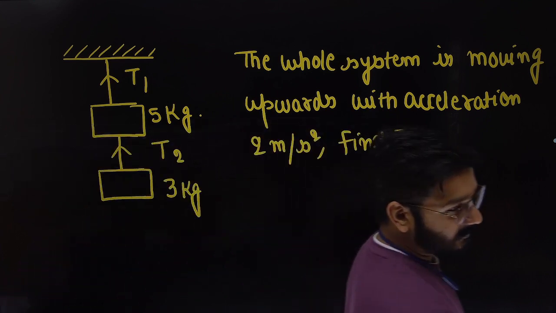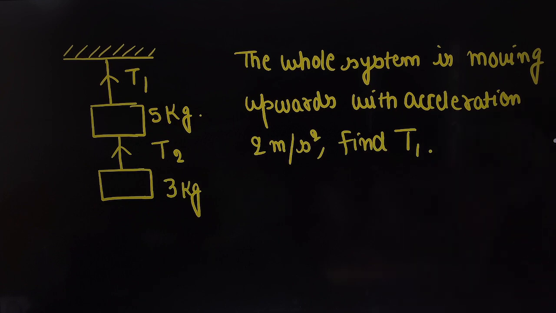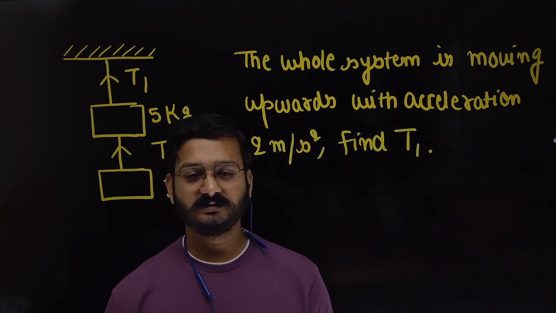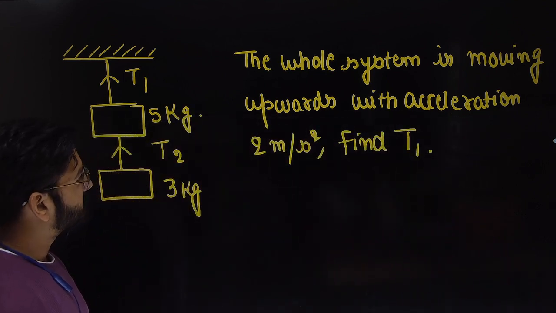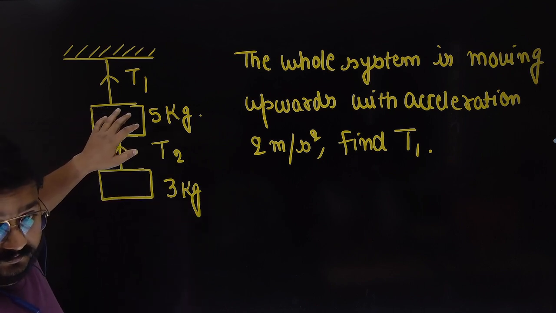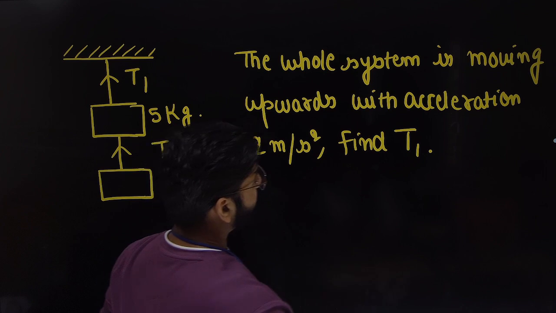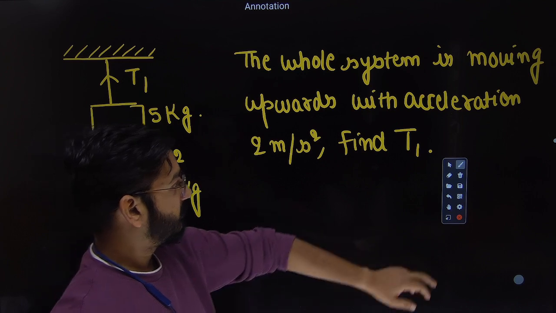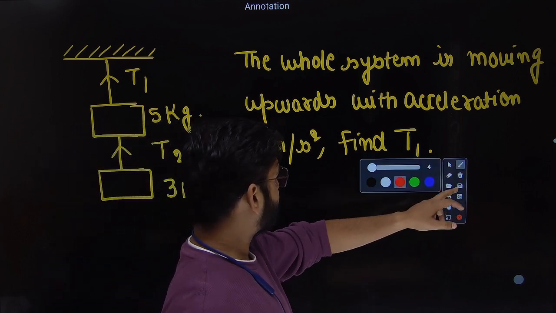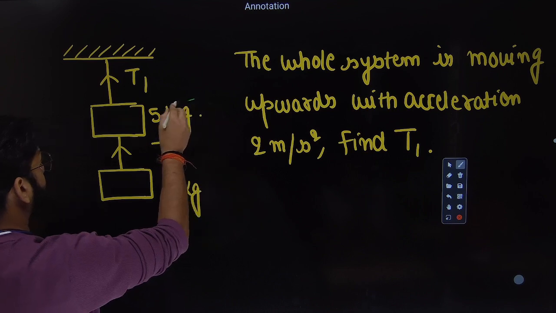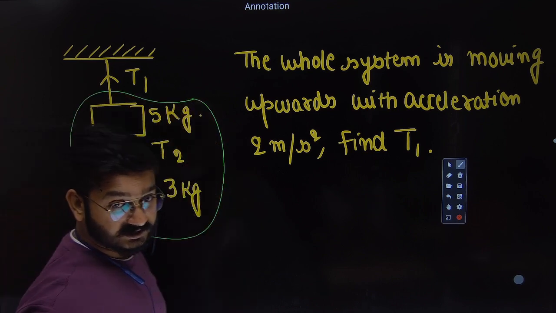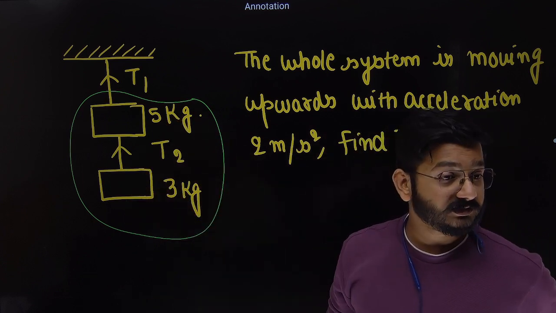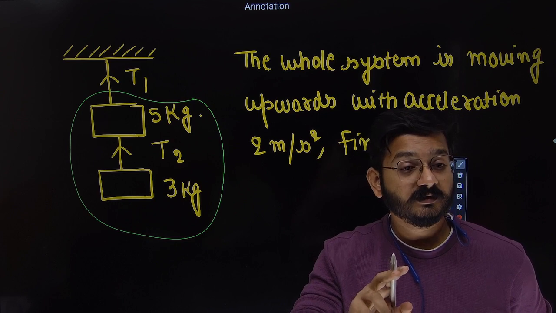So let's solve this question. We can solve this question without writing a single step. There's nothing to write in this. What are they asking? P1. So if you take 5 and 3 as a single system, listen to the statements carefully: if I take 5 and 3 as a system, T2 becomes what type of force? Internal. Focus on the statement.